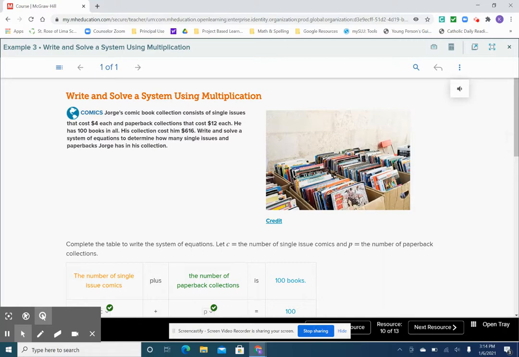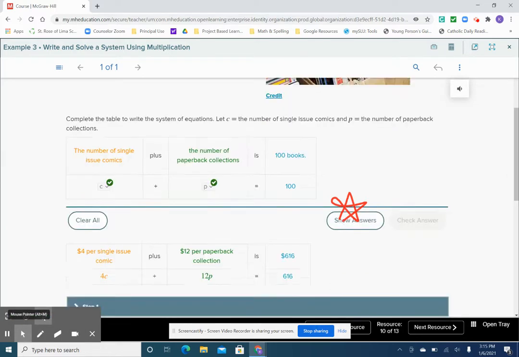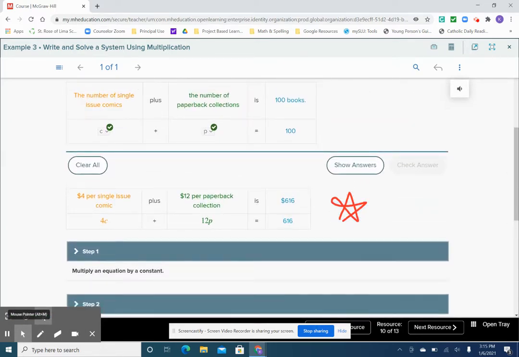So whenever you decide what your system of equations is, they've designated that C is the single issue for comics and P is the paperback issue of the comics. So C is like X and P is like Y. If you add single comics together and add paperback comics together, there's a total of 100 books. So here's your first equation right here. Then your second equation is dollar amount. Your single copy issues are $4 a comic, and your paperback collection is $12 a comic. So $4 times C or X and $12 times P or Y equals $616.